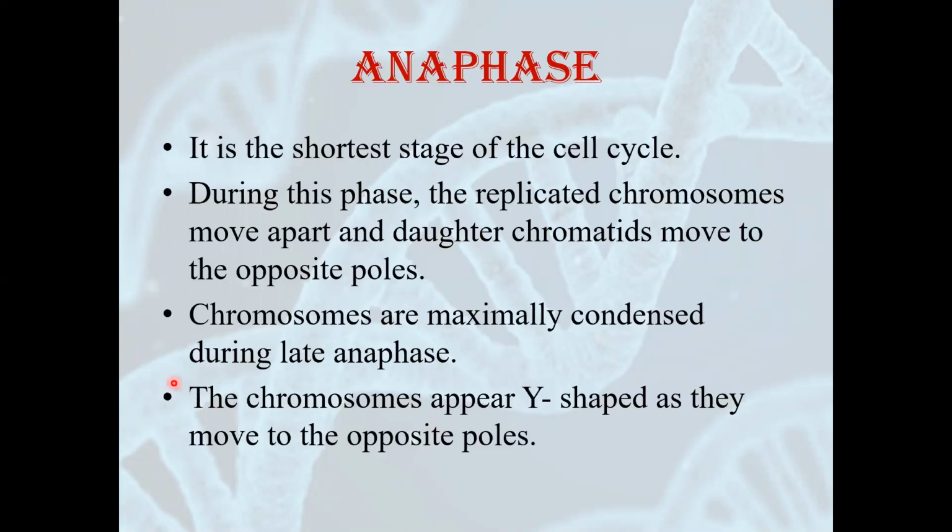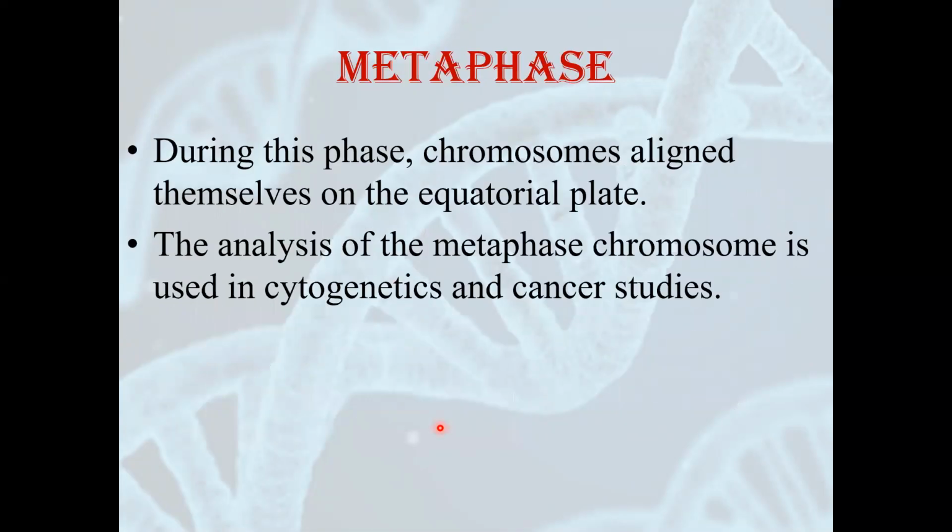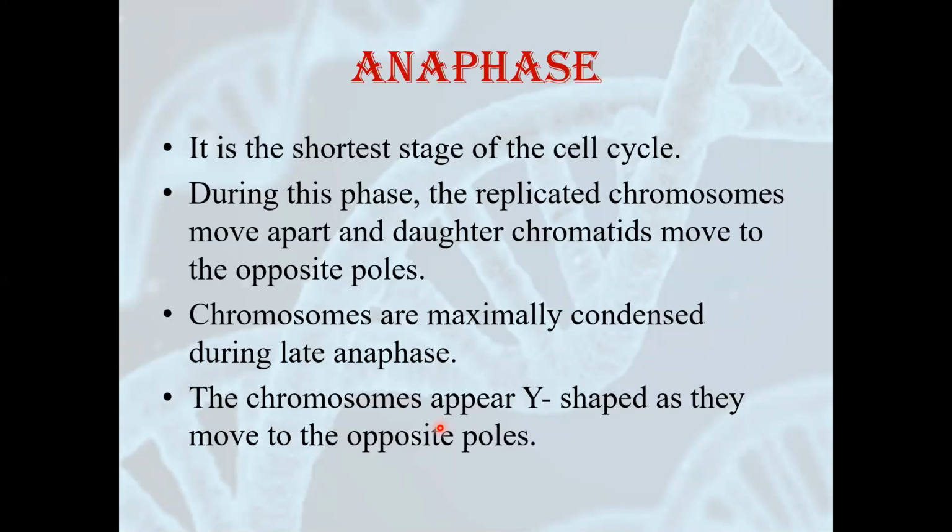Chromosomes are maximally condensed during the late anaphase and the chromosomes appear Y-shaped as they move to opposite poles. Again, you can see this diagram. They appear as Y-shaped, right? Y or V shape when they are moving to opposite poles.